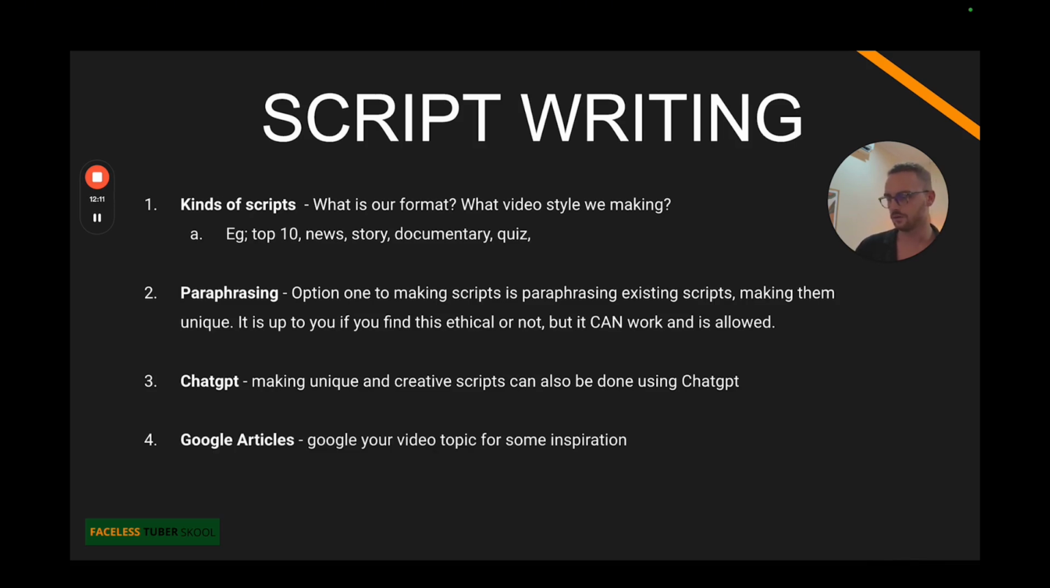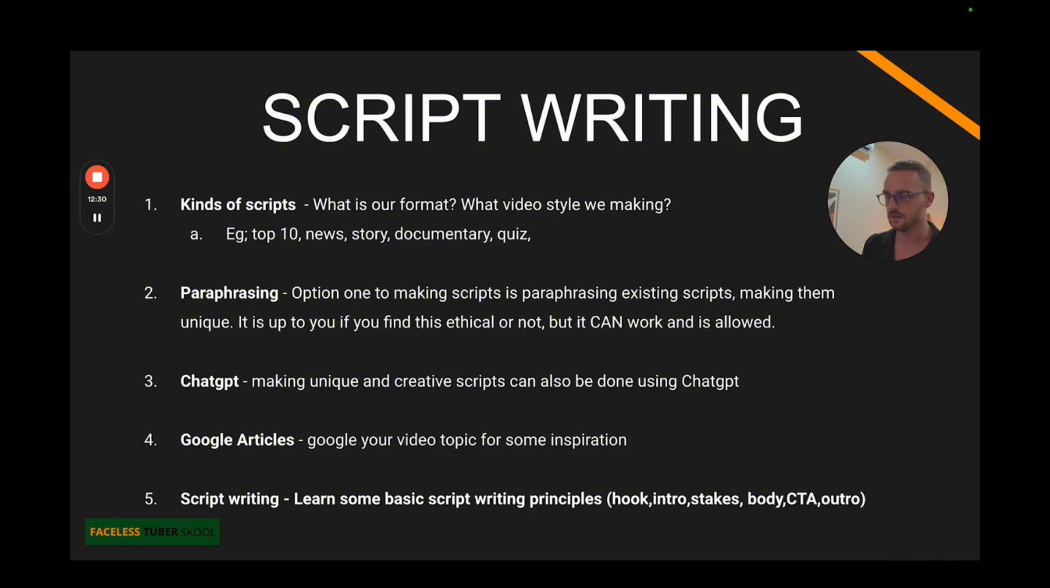Number four could be with Google articles. So this is not necessarily with AI, but you can also Google the topic of your video. If it's like 10 signs from God that you did this, then you can probably find some articles, get those together, mix and match them, or use paraphrasing and ChatGPT to write unique scripts out of it. I'm not going to cover that method here. I'm just going to cover the paraphrasing and ChatGPT method.